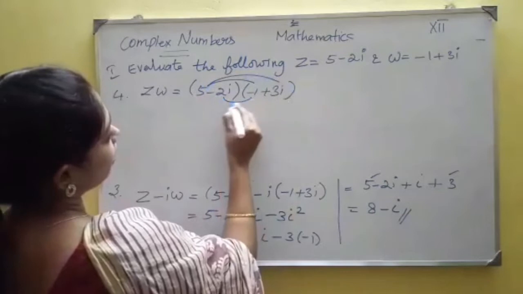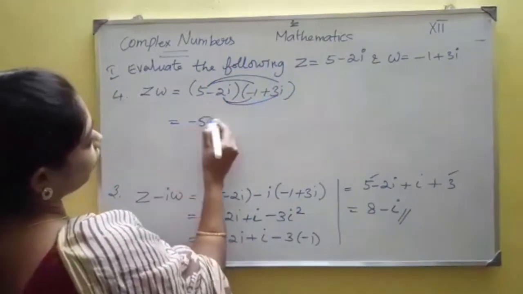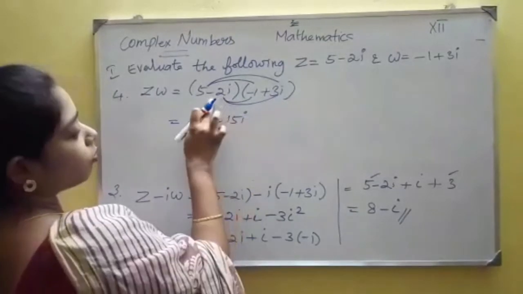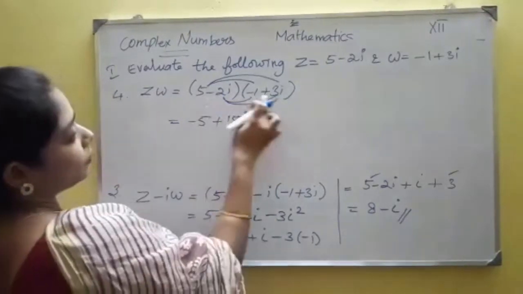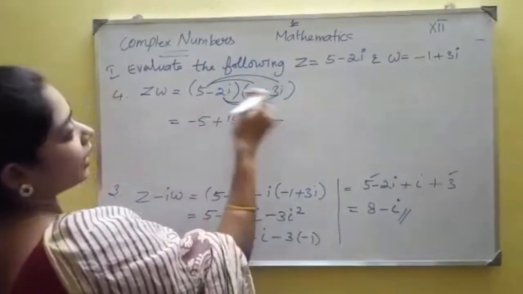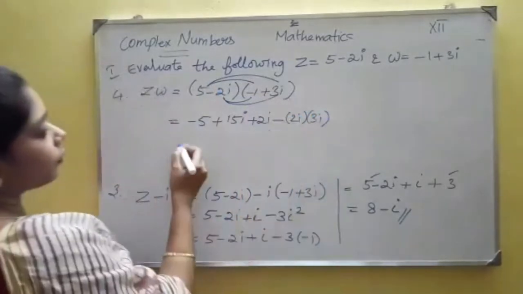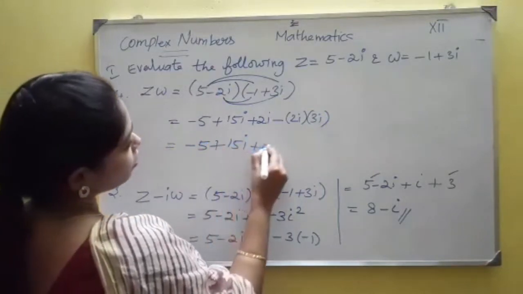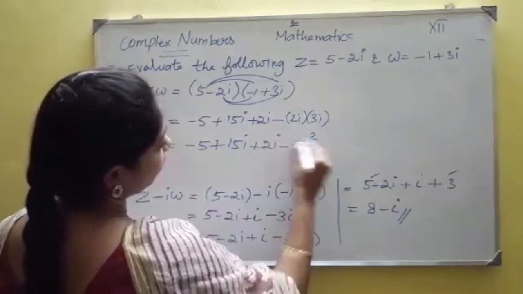First into this and this into this. 5 into minus 1, minus 5. 5 3s are 15i. Now minus 2i into minus 1, that is plus 2i. Plus into minus, minus 2i into 3i. So now minus 5 plus 15i plus 2i. Now this is 3 2s are 6i square.